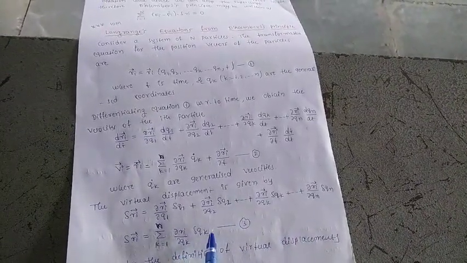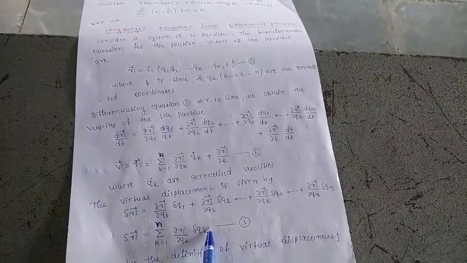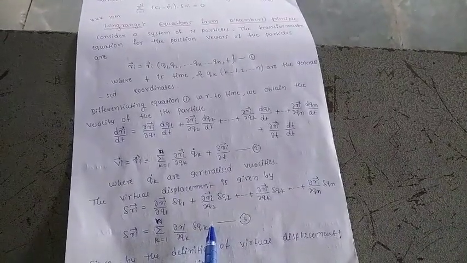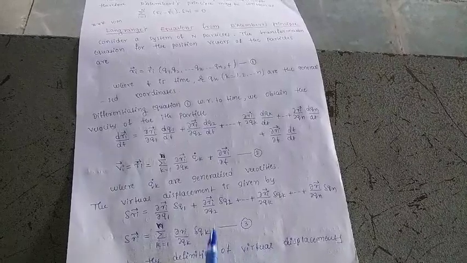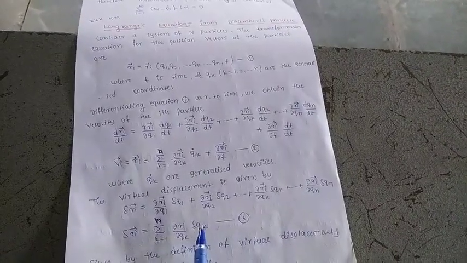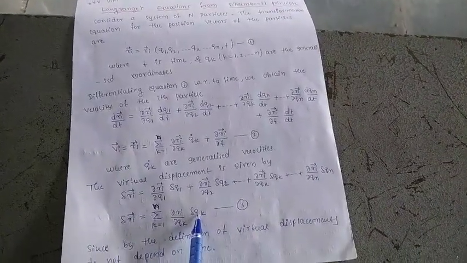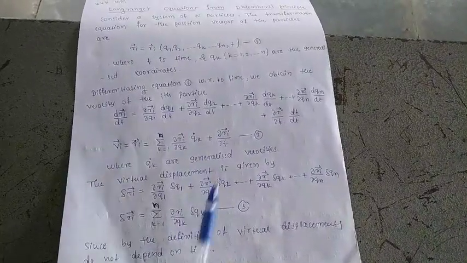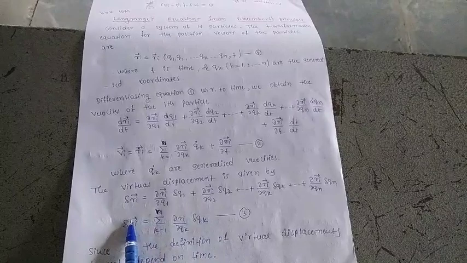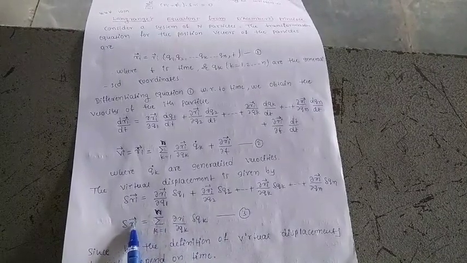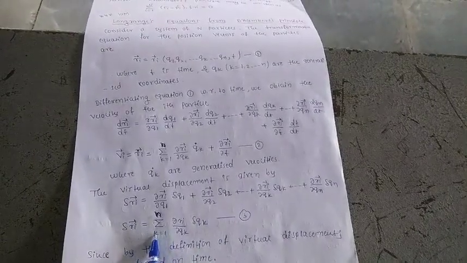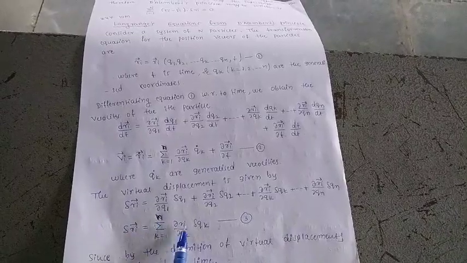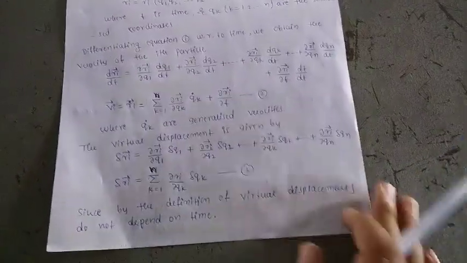Here we cannot take the time derivative, because by the definition of virtual displacement, the virtual displacement of the system of particles does not depend on time. That's why we can't take the time derivative. Simply, delta Ri bar is equal to summation k is equal to 1 to n dou Ri by dou qk delta qk.